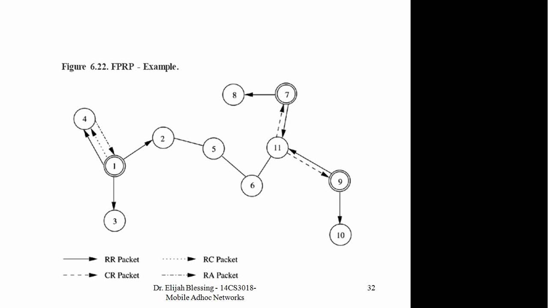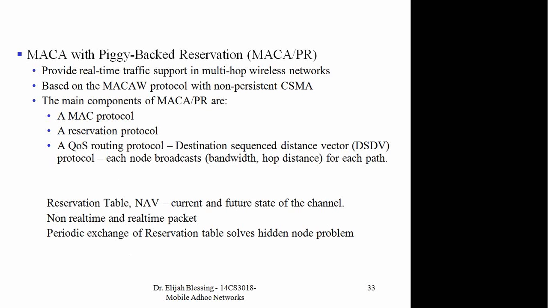Clear? Any doubts? Okay. So we will look at the next protocol, which is called MACA with piggybacked reservation. We have already studied MACA, am I right? Now there is a new concept where we are doing some piggybacking and then having some reservation schemes. Okay, so what is the fundamental concept? It basically provides real-time traffic support. That means I can use it for real-time as well as non-real-time data packets. That's number one.